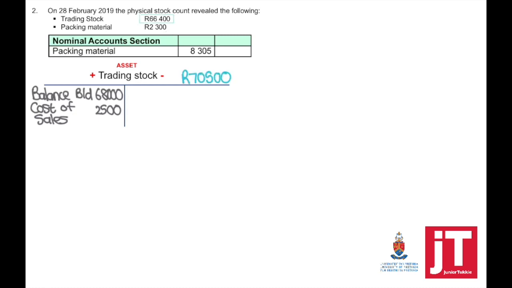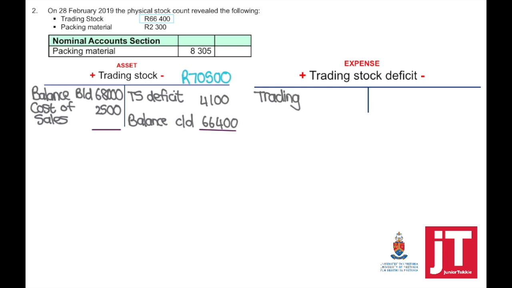So if we look at our new updated balance, our trading stock shows a balance of 70,500. This is compared to the physical stock count. Take note, according to my books, I've got more stock left over than what we physically counted. This means that there's a deficit of 4,100. Trading stock deficit is an expense which will be debited with 4,100. This is closed off to the profit and loss account, which means this will appear in your income statement as your final figure.